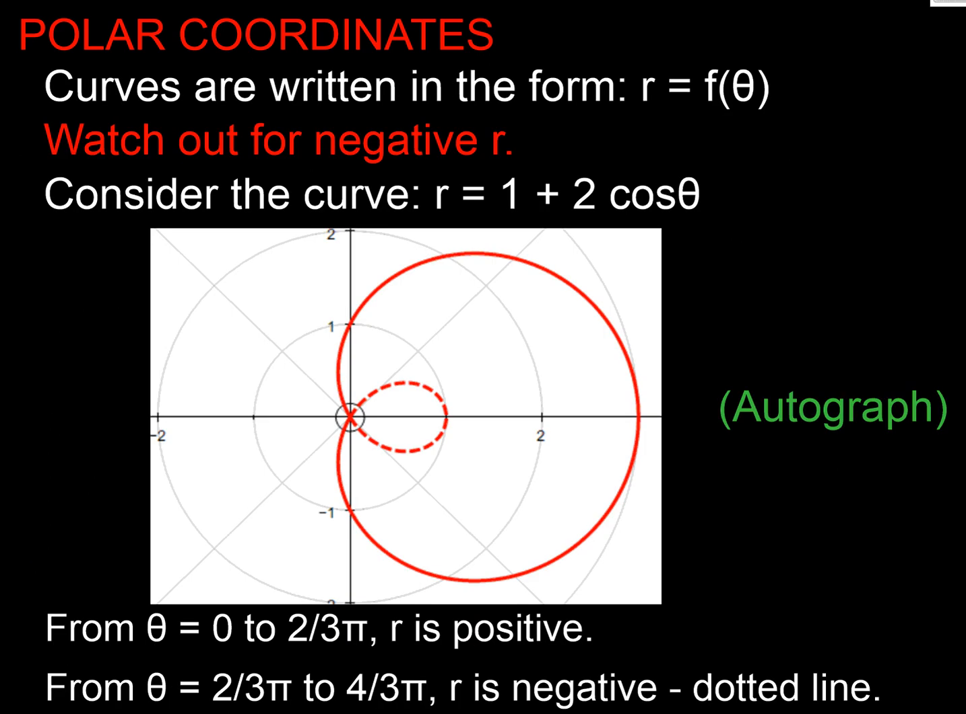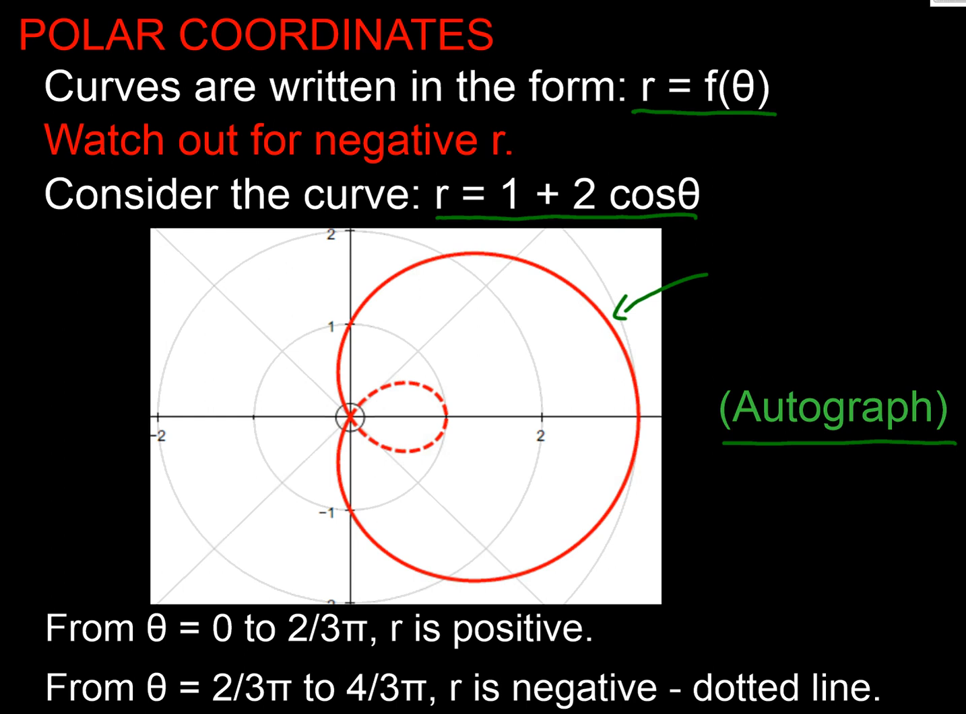Most important thing we do in polars is create loads of curves, and they're usually written in this form here, r equals a function of theta. So let's have a look at this curve here. Used as an example, r equals 1 plus 2 cos theta. When I graph that, I get this curve here, a red curve. What I've got here is an Autograph image of that, which is really useful. I'll come back to why I'm using Autograph in a bit. And what I could do is I can find points on this curve. So let's do a few of those just to see something.